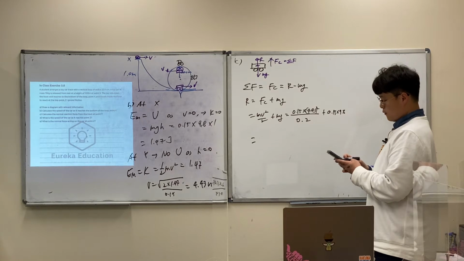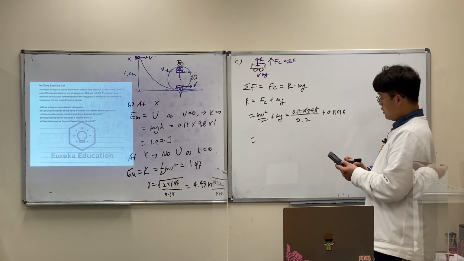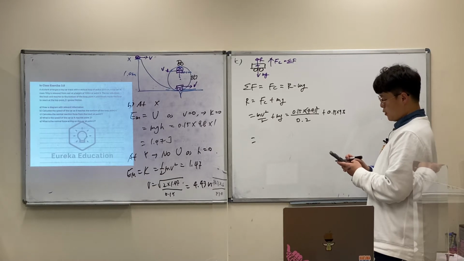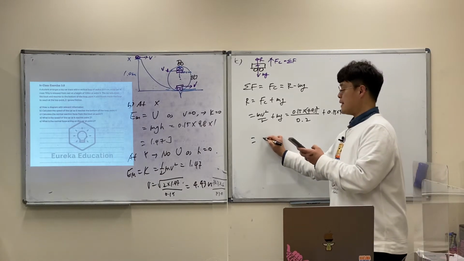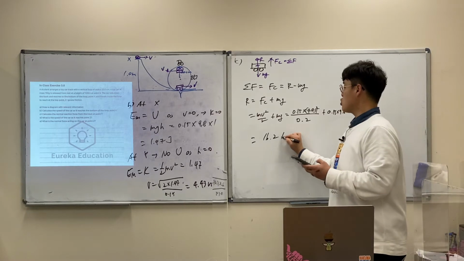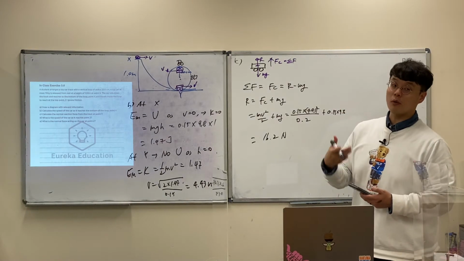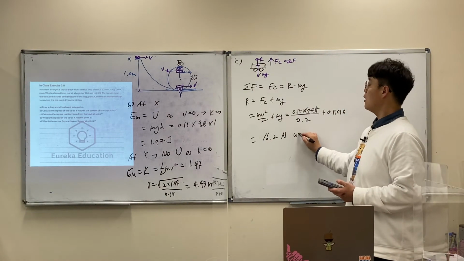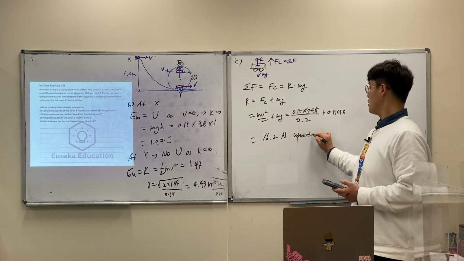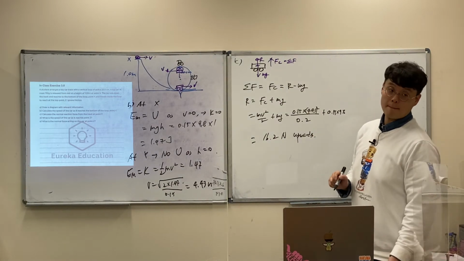0.15 times 4.43 squared divided by 0.2, plus 0.15 times 9.8. You'd get 16.2 Newtons. The direction of the normal reaction force is upwards in that situation here.